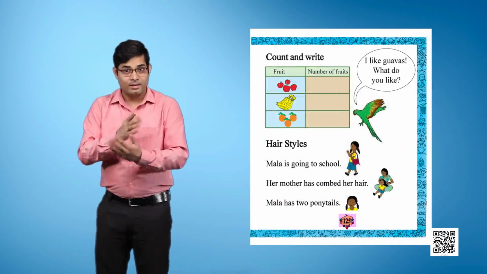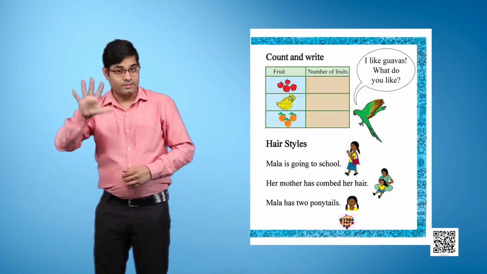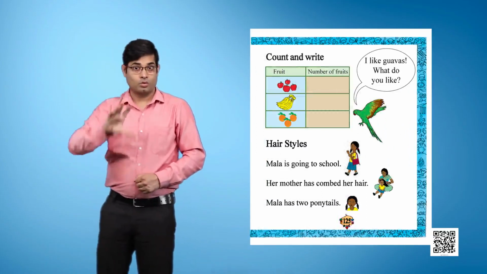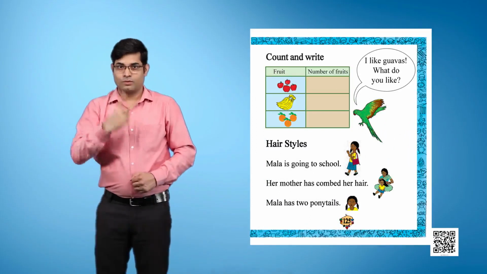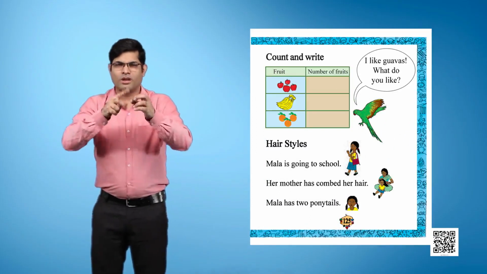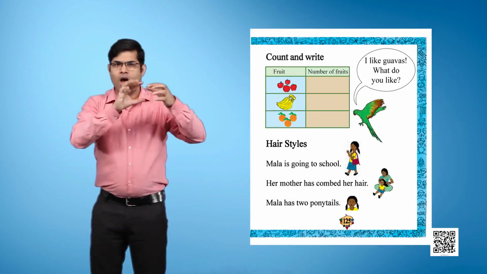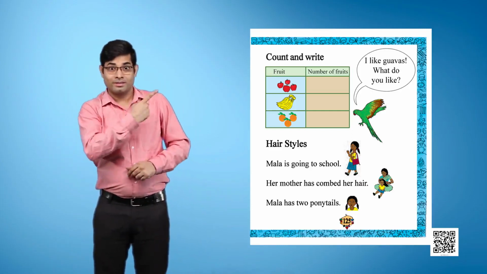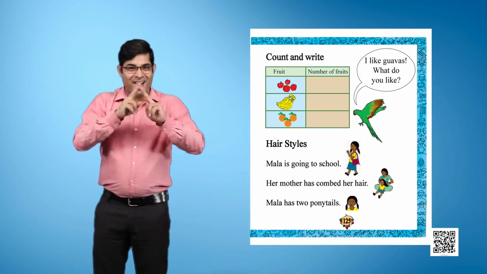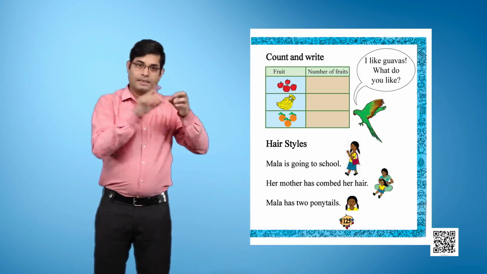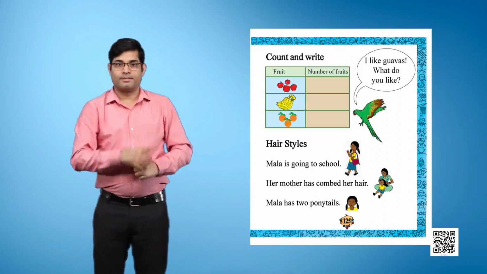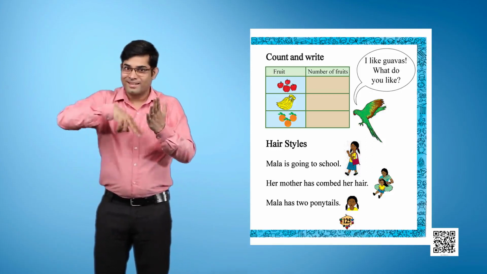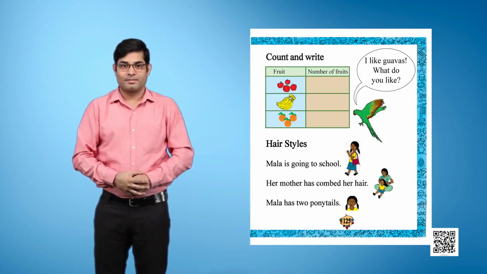Page 125. This page is divided into two parts. Each part has questions based on pictures. In Part 1, the fruit seller from previous page continues. Let's begin reading this page. Part 1.